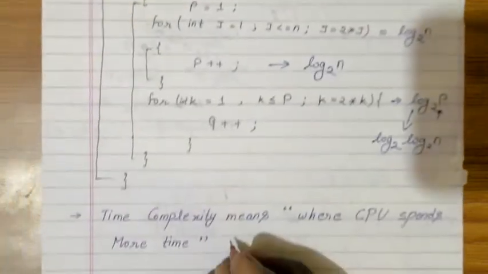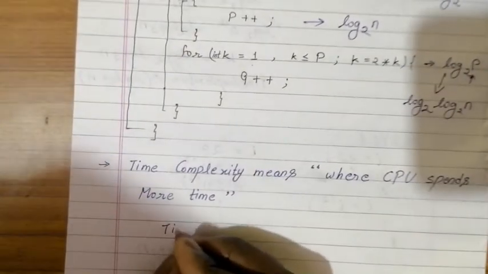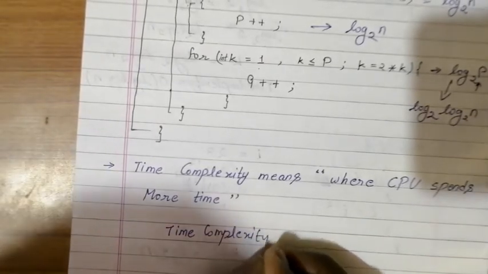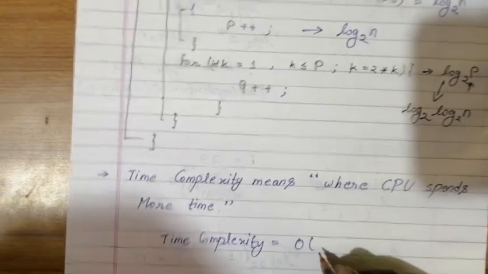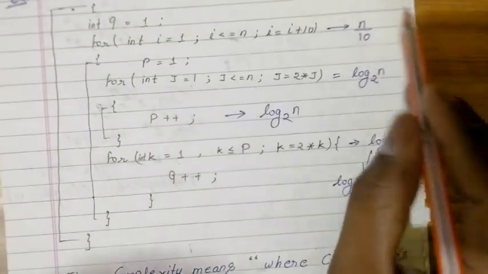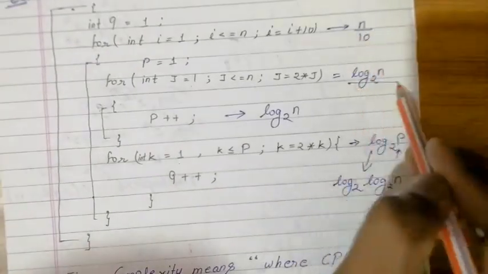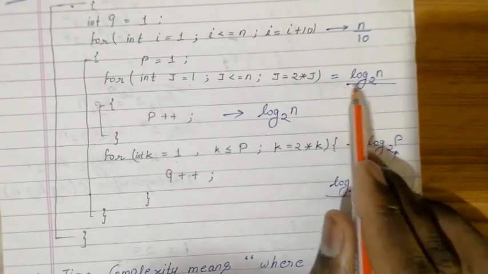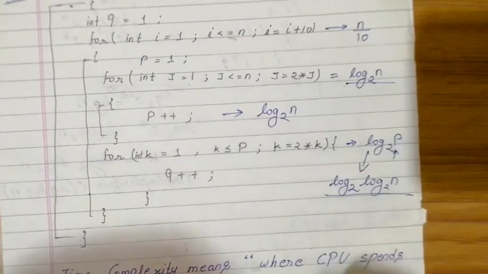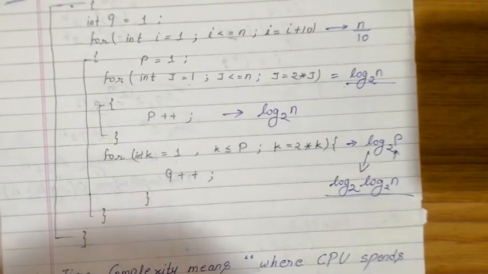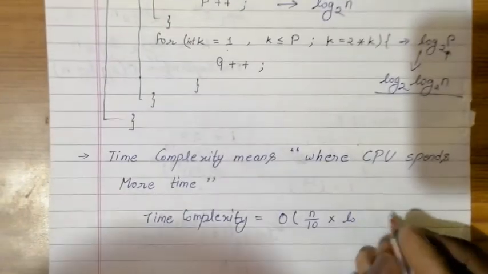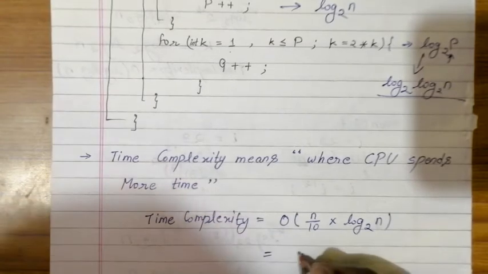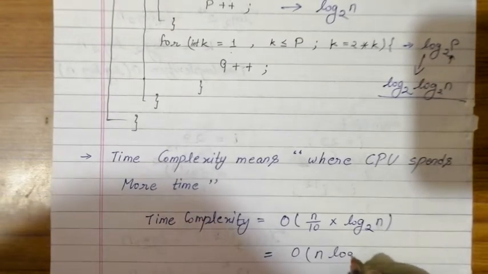So the time complexity of this program is how much? This one is n by 10, and in these two, log n and log n, which one is bigger? Definitely log n is bigger, so you take the log n. So n by 10 into log n base 2. So the overall time complexity is big O of n log n.